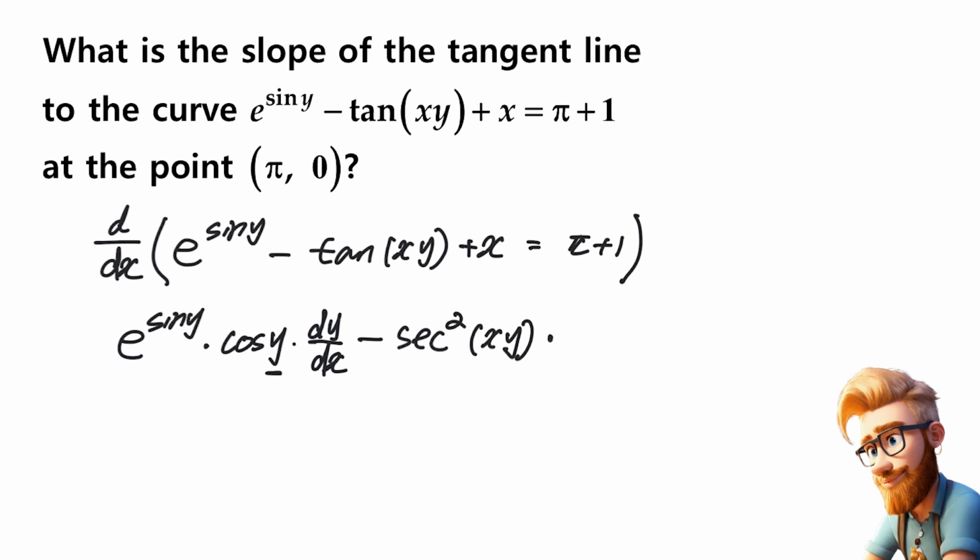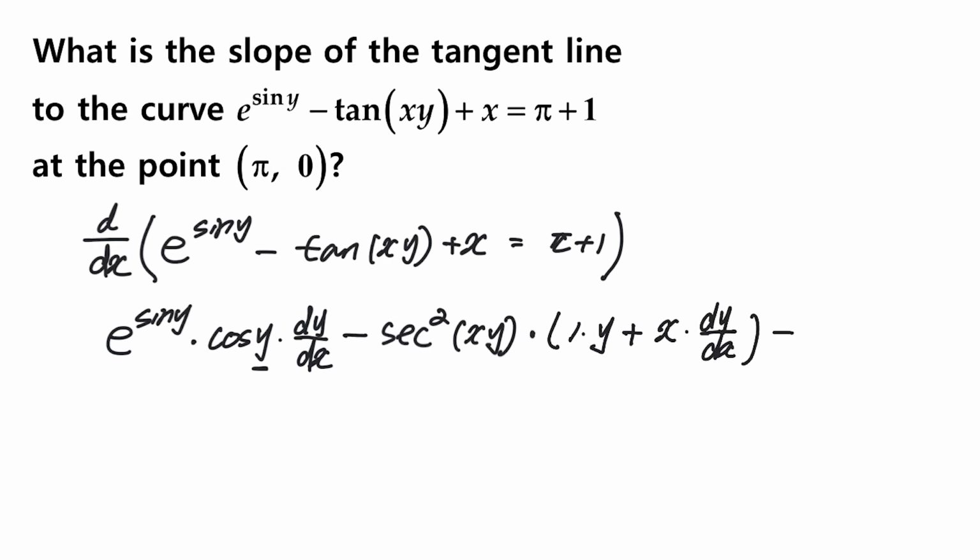xy times the derivative of xy, right? So we're going to have to apply the product rule to find the derivative of xy. So the derivative of x is 1, times y, plus x times the derivative of y, dy/dx. Plus the derivative of x, which is 1, right?